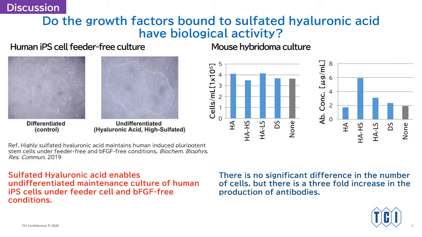The biological activity of growth factors bound to sulfated hyaluronic acid is an important issue. The addition of sulfated hyaluronic acid to feeder-free human iPS cell cultures allows culturing of iPS cells without the addition of FGF2. When sulfated hyaluronic acid was added to a hybridoma culture, the production of antibodies significantly increased. Thus, sulfated hyaluronic acid not only binds to growth factors and stabilizes them, but also has bioavailability.